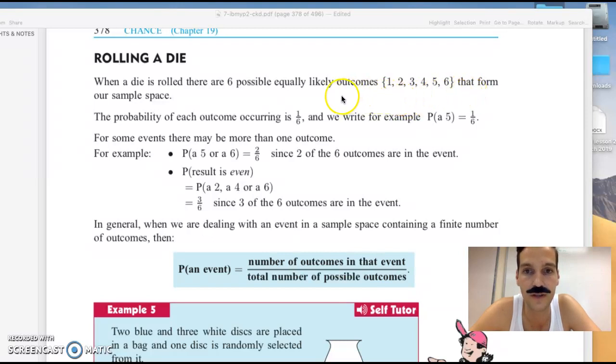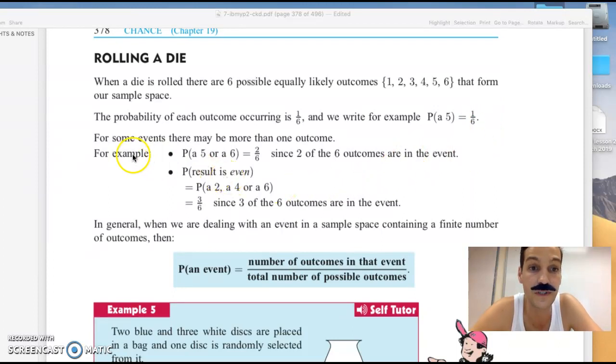So therefore, if I'm asking you what the probability of getting a 5 is, remember P stands for probability, it would be 1 over 6. I hope that's not confusing some of you. The 5 is just one of the possible outcomes. So if it's one of the possible outcomes, it goes on the top as the numerator. How many outcomes are there in total? 6, so that's on the bottom.